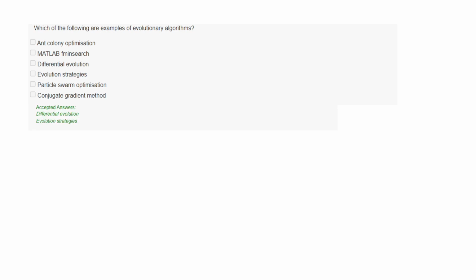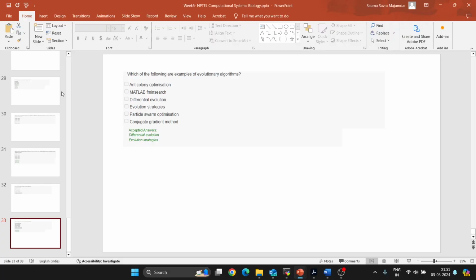This is a pretty straightforward one. Differential evolution and evolution strategies are examples of evolutionary algorithms because, yeah, these two contain the word evolution in it. Okay, jokes apart.